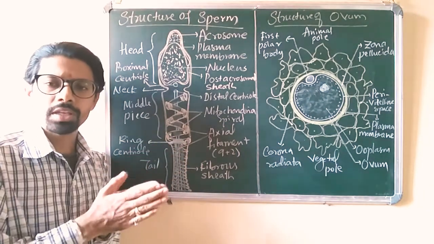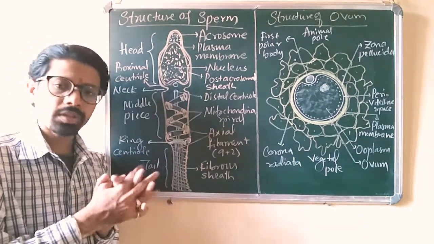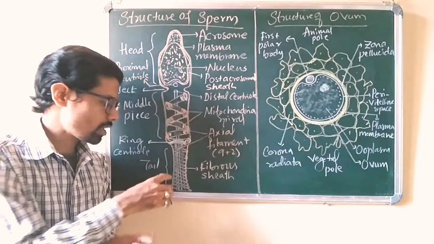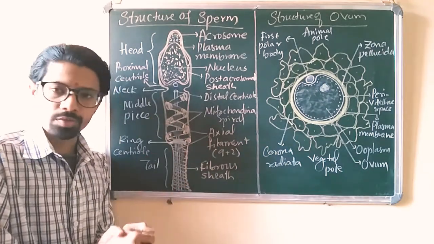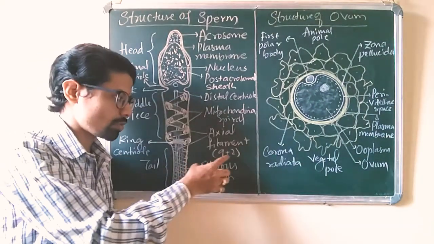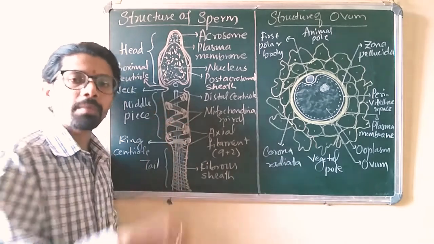The function of this ring centriole is uncertain or unknown. Then if you talk about the tail piece, it is externally covered with a fibrous sheath. Internally it has a 9+2 arrangement: 2 central doublets and 9 peripheral doublets. The 9+2 arrangement is 9 peripheral doublets and 2 central doublets of microtubules.